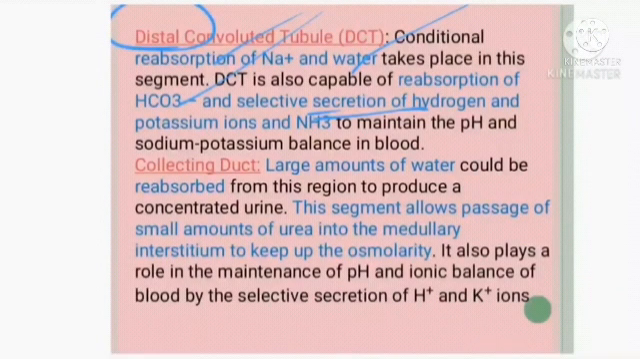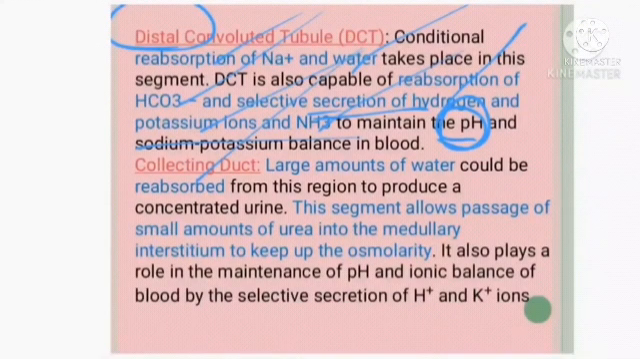In order to get some substance, I have to give something and get the other one, right? So here there is selective secretion of hydrogen. Hydrogen is secreted, potassium ion is secreted, NH3, ammonia, is secreted. So why are they doing this? In order to maintain the pH, acidic or basic pH has to be maintained. This is done with the help of the sodium potassium pump, a mechanism which you will be learning in your higher classes, right? Next, moving on to the collecting duct.